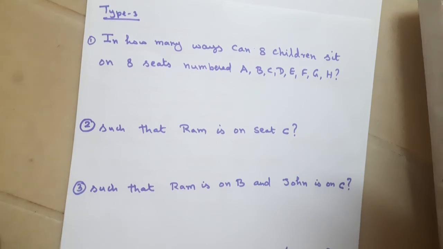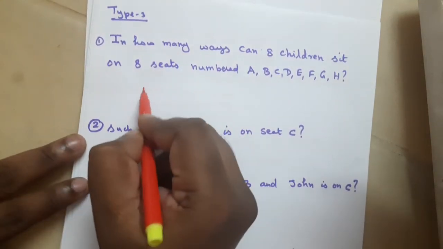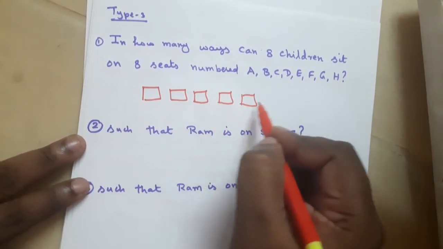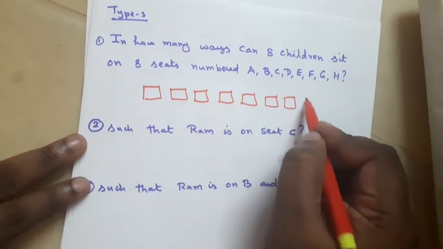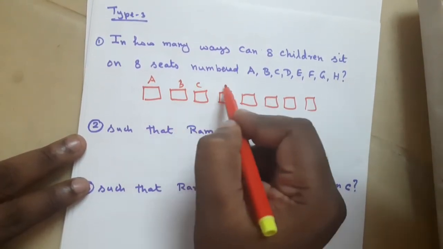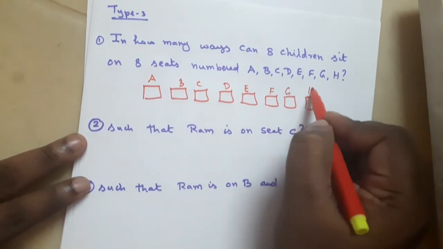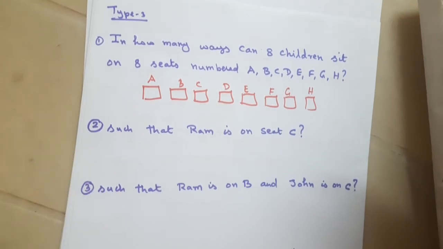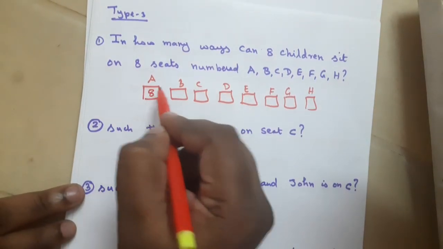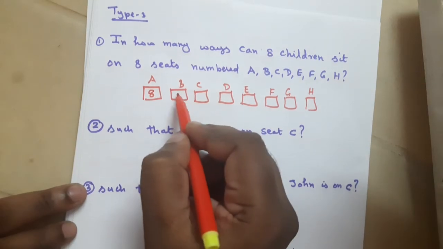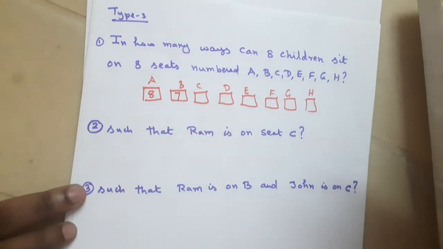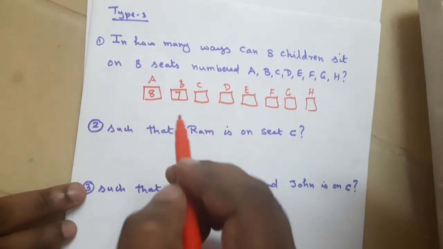How many ways can the children sit? So we draw 8 boxes. The names are A, B, C, D, E, F, G, H. In seat A, any child can sit. So in seat A, 8 ways. In seat B, 7 ways, because one child has sat in A. So the remaining are 7 children. So 7.